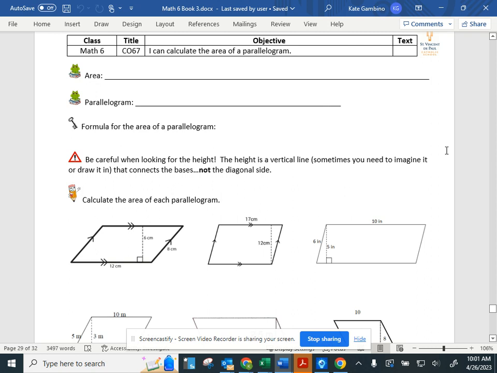Good morning. Today we are continuing working with our shapes. Today we are doing CO67. I can calculate the area of a parallelogram.